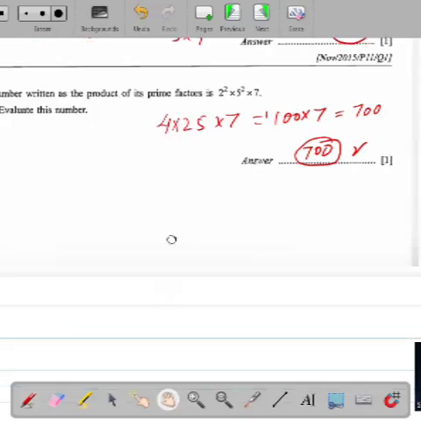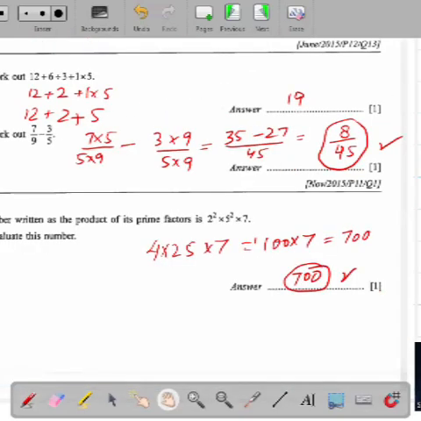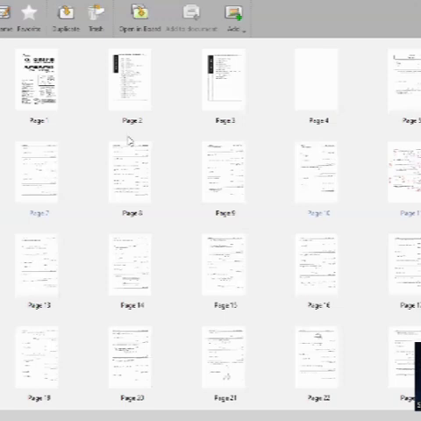Let's move on to the next question, which should be taken from the next page.